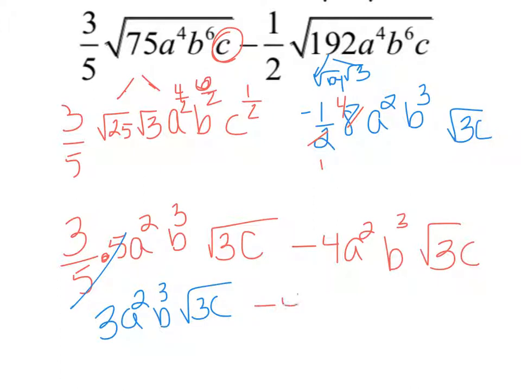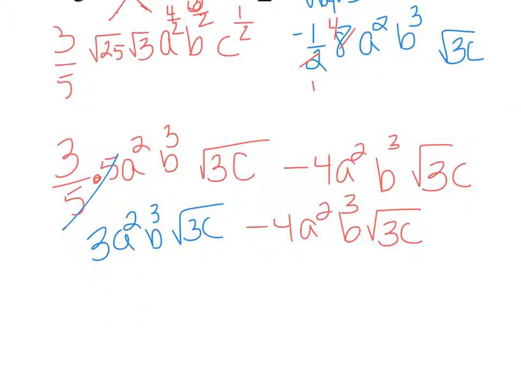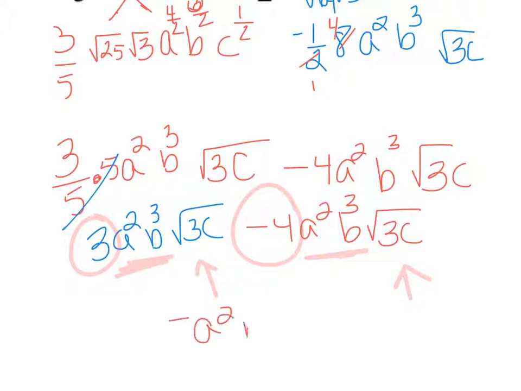And if you notice now, the two radicals and the variables before the radical are the same, meaning that this is the same as that, and this is the same as that. So that being said, now we can combine our coefficients to get an answer of -a squared b cubed. It's negative because 3 minus 4 is -1, and the square root of 3c. And that's your answer.